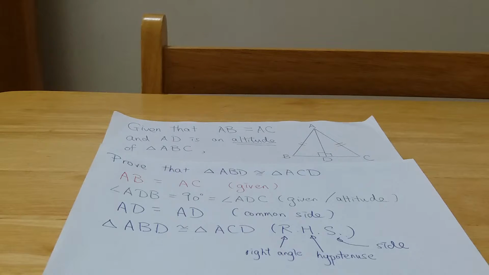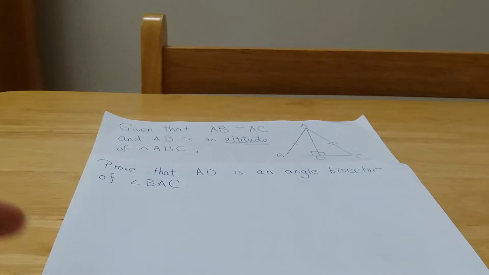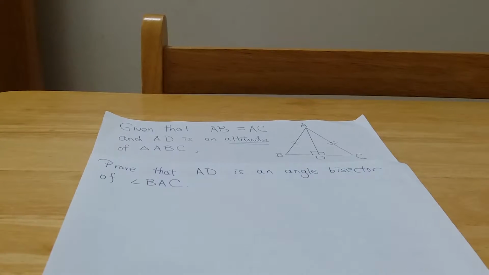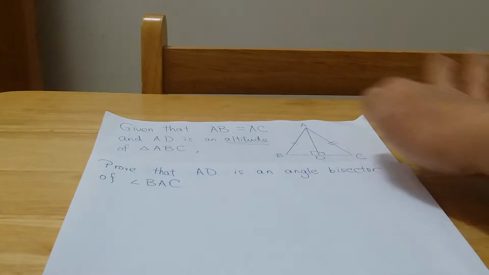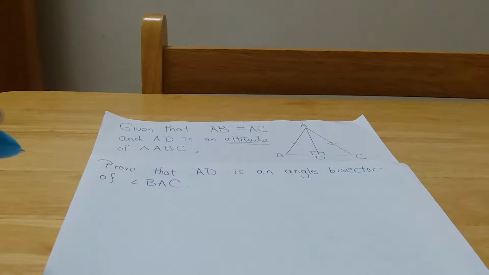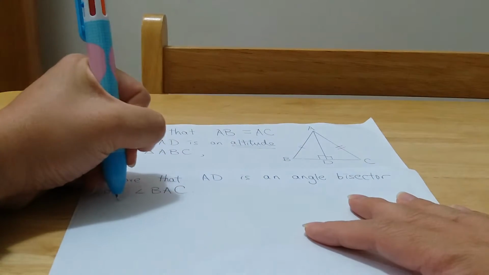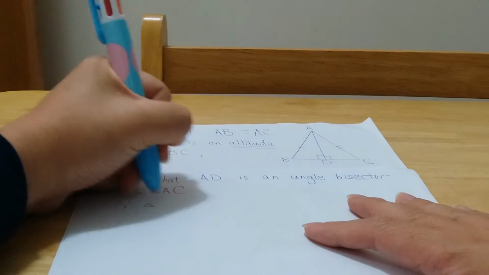So what can we do? After we prove that they are congruent, then we can do many different kinds of questions. Okay, now with part A first, we have AD is an angle bisector. But before that, because we know that these two triangles are congruent, that means all the other angles and all the other sides are all equal.